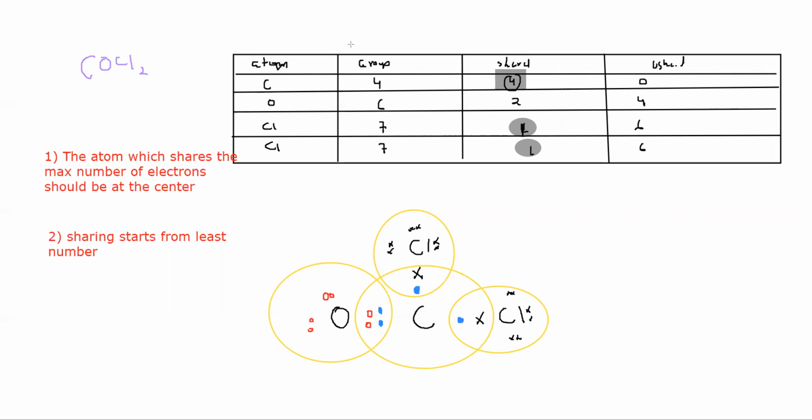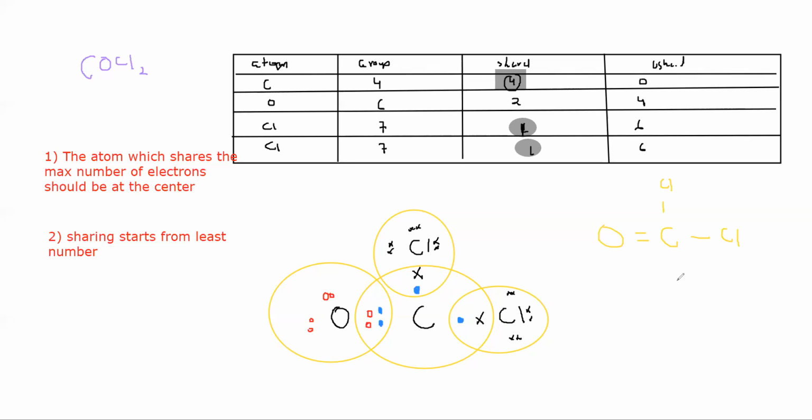So this is the structure of COCl2, in which you can see O double bond C, and there is Cl on up or Cl on towards right. Is it clear? This structure, covalent structure of COCl2? Yes, Abdul Rahman.